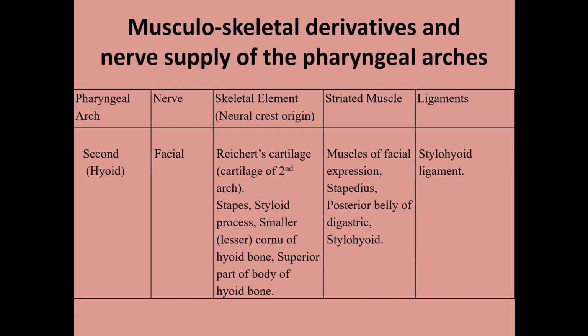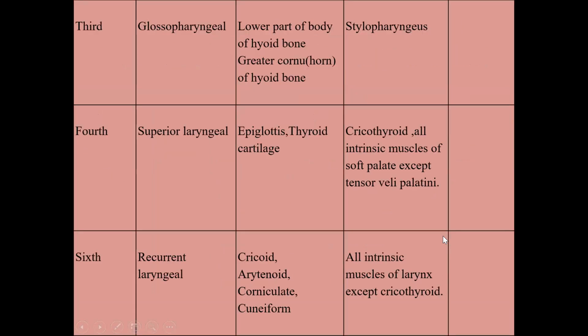So again, the muscular derivatives of the second arch: all the muscles of facial expression, stapedius muscle, posterior belly of digastric, and stylohyoid muscle. So the anterior belly of digastric is the derivative of the first pharyngeal arch, while the posterior belly of digastric is a derivative of the second pharyngeal arch, and it's supplied by the facial nerve. And the stylohyoid muscle and the stylohyoid ligaments, both are derivatives of the second pharyngeal arch.